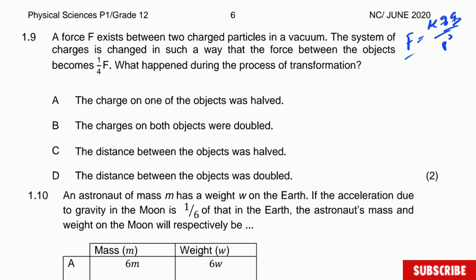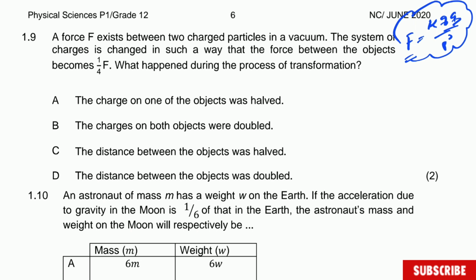Now the force changes because any of these factors here change, except for K, which is a constant. This is under standard conditions. They change things here, and you need to see what happened to the new force.